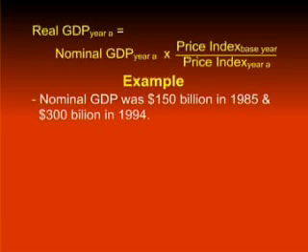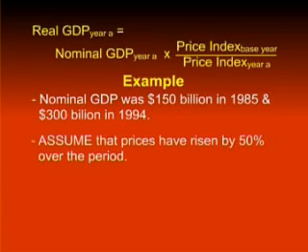Assume that the country shown here has a nominal GDP of $150 billion in 1985 and of $300 billion in 1994. Let us also assume that prices have risen by 50% over that period. Thus, if the price index was 100 in 1985, it would be 150 in 1994.